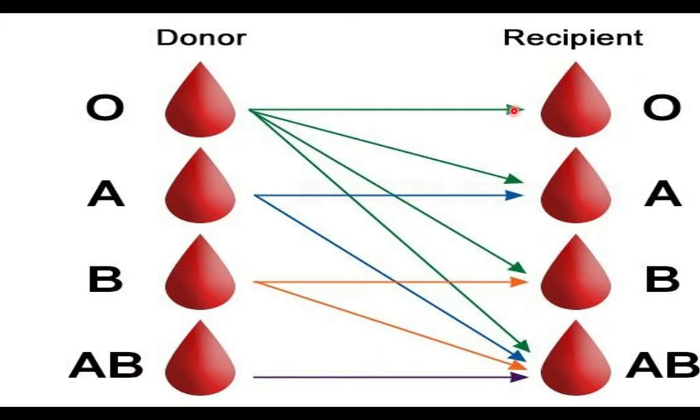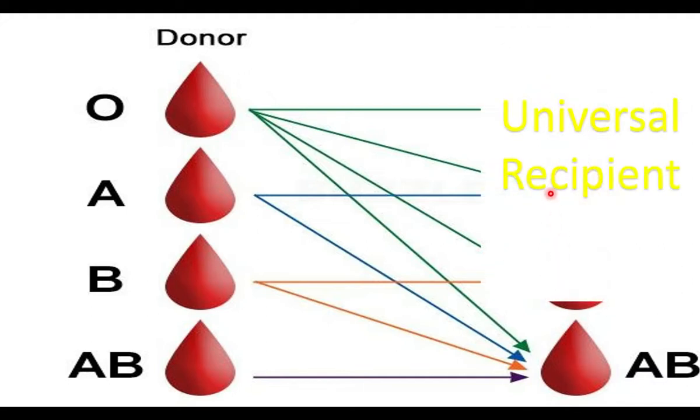O can receive blood from O only. AB can receive blood from all. So AB is the universal recipient. AB blood has no antibody. AB blood group has no antibody in the plasma, so it can receive blood from O, from A, from B and AB. So AB blood group is the universal recipient.